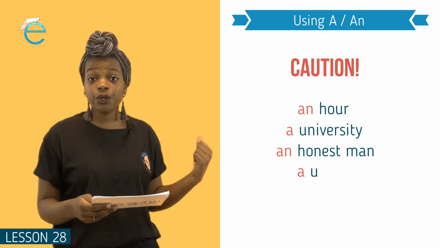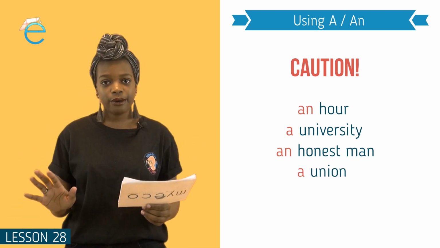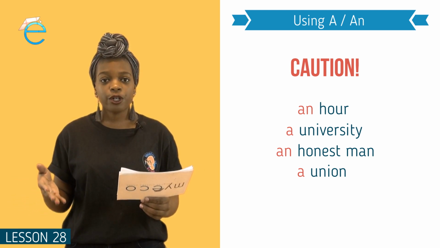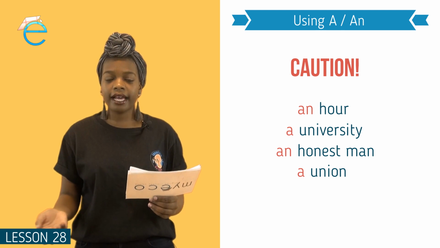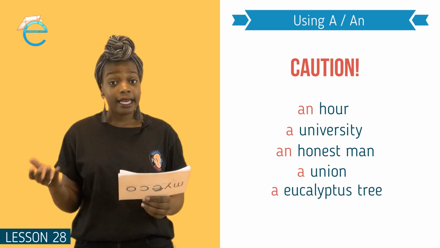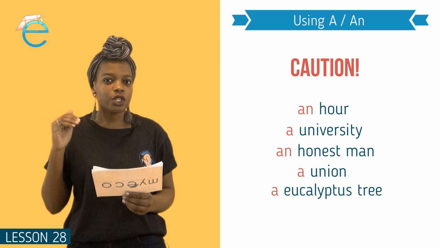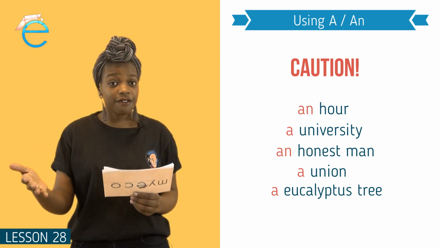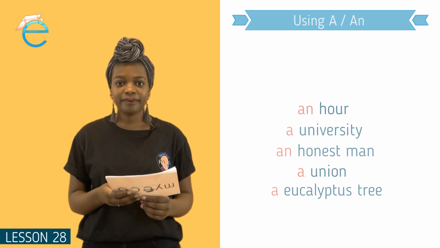And a union, again, we said U doesn't sound like a vowel, so we're treating it like it's a non-vowel, so a union. And a eucalyptus tree. E is one of our vowels, but again, listen to the way it sounds, eucalyptus tree. Because of that, we're not going to use an and we're going to use a.